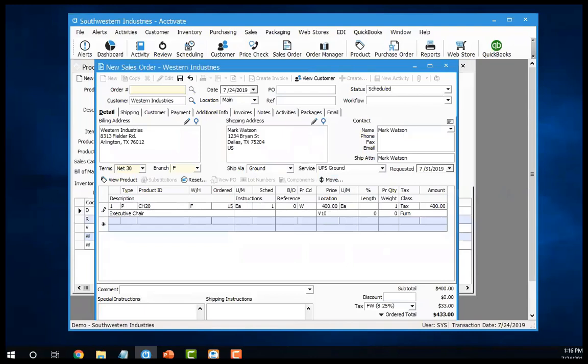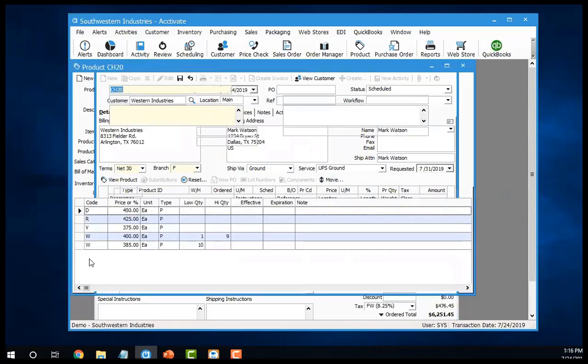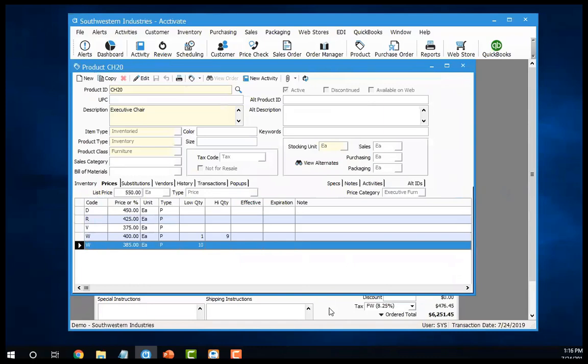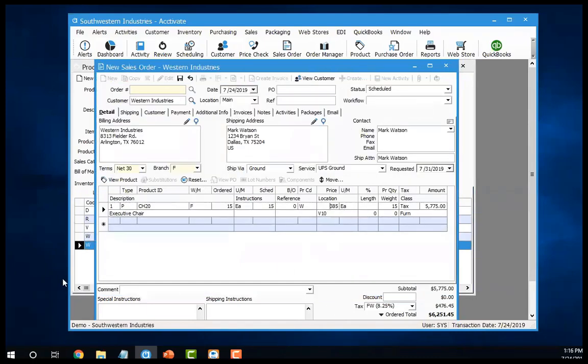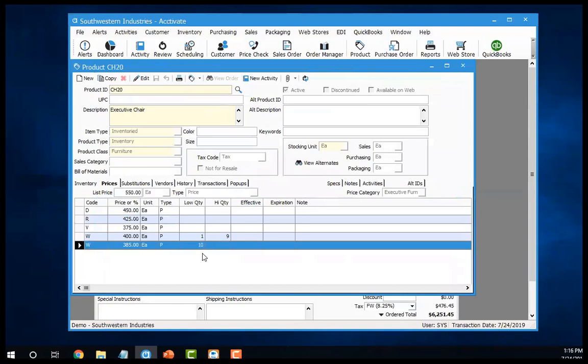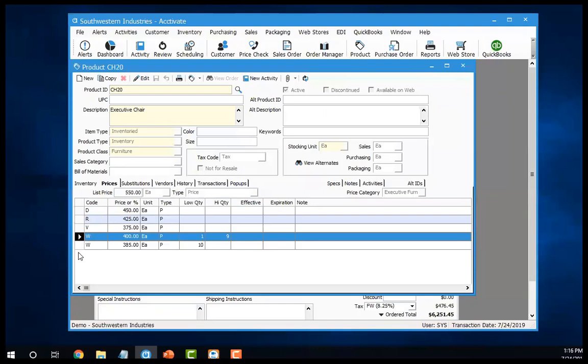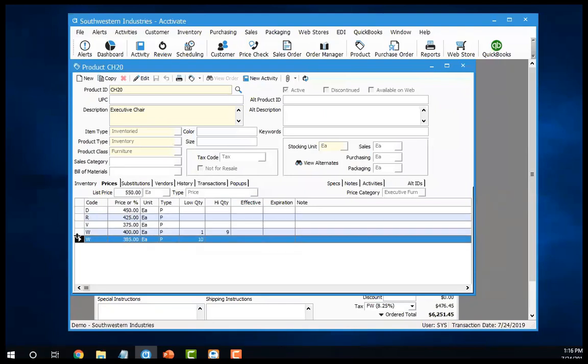But let's say I change that to 15. Now it uses the same price code, still using W, but because the quantity is greater than what we specified over here, it updates the price and uses a 385 price, because we're ordering more than 9, we're ordering 10, which means that this group of customers, when they buy higher quantities, are going to get a better rate. So a single product can have multiple direct relationships with the same price code based on different high-low quantities and also effective and expiration dates. And so let's take a look at those and how that works.